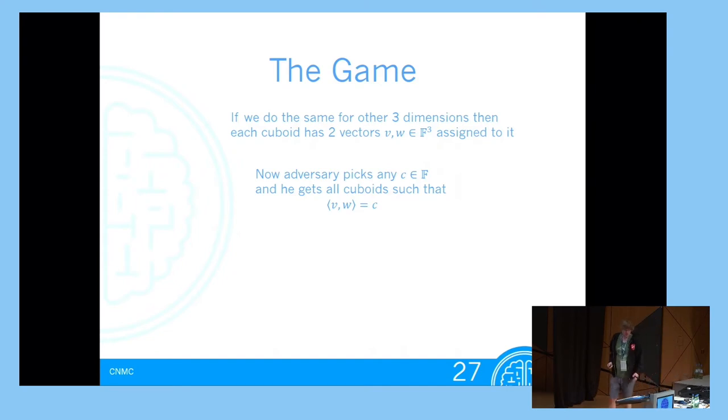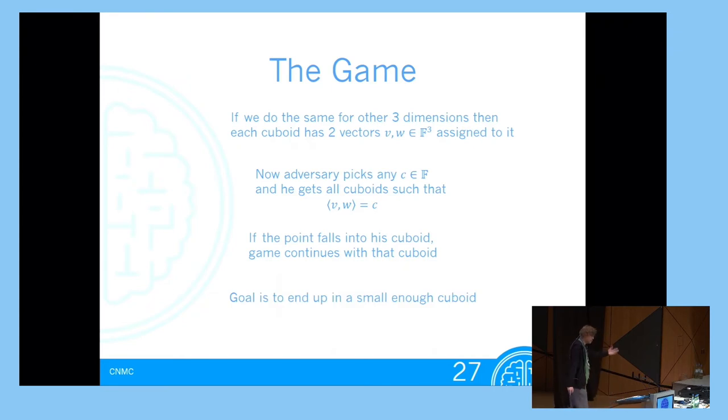Okay, and the game goes the same way as in the toy game. The point gets selected. If it falls into the cuboid of the player, then we continue within that cuboid. Again, you can cut and pick the cuboids and so on. And the goal is, again, to end up in a small enough cuboid. So before we get to why this game is hard, some small intermission and a few remarks.